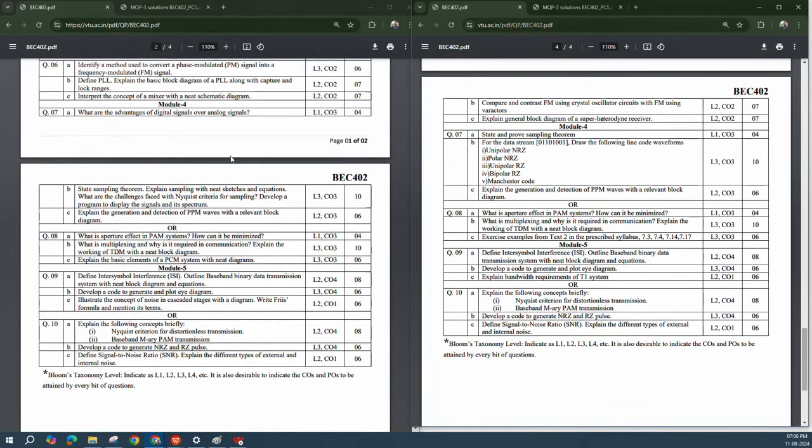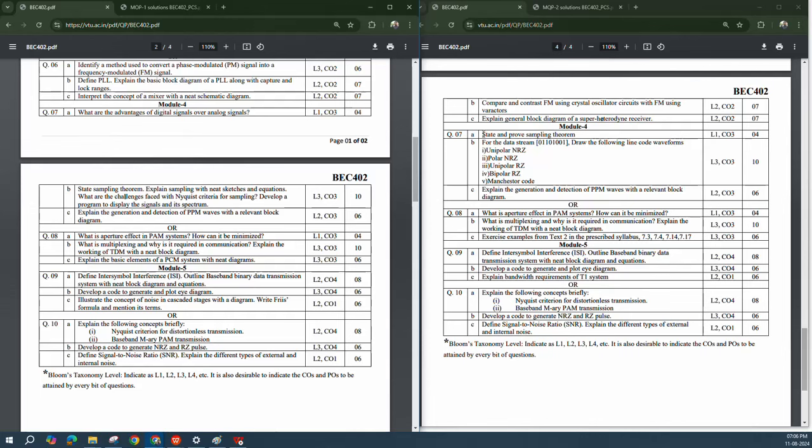Module 4, advantages of digital signal over analog. This is a general question they have asked. Here sampling is very important. State sampling with neat sketches and equations, and what are all the challenges faced with the Nyquist criteria for sampling. This is the sure question. You can easily expect a sampling theorem question to explain the Nyquist criteria and all.